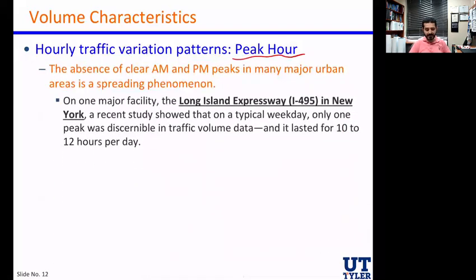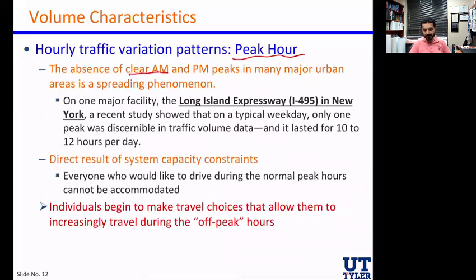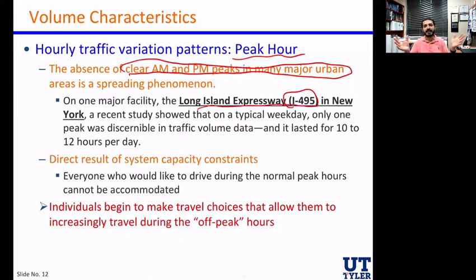There is an absence of a clear AM and PM peak hour in many major urban settings, a spreading phenomenon. Again, we don't see that anymore. For example, one major facility is the Long Island Expressway, which is I-495, in New York. A recent study showed that on a typical weekday there is only one peak, and that peak basically extends for at least 10 to 12 hours a day.